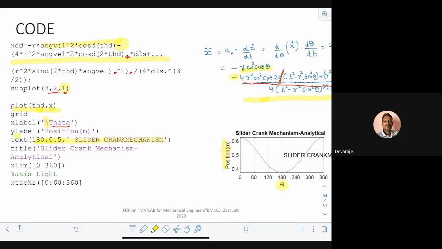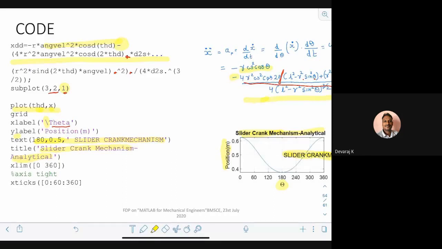I want a text of slider crank mechanism, which you can see in the output here. And I'm going to give the title here. Okay, the title is slider crank mechanism analytical. Analytical is here, sorry. This is analytical. And the limit I want, otherwise the graph will plot to 400 degrees. I know exactly 360 degrees, one round.